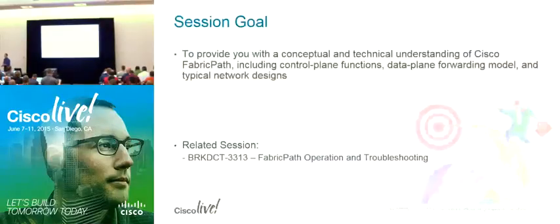But really, the goal of the session is to provide you a conceptual and technical understanding of the Cisco FabricPath forwarding, data plane, control plane, and also show you some of the network design and best practices. If you are interested in getting more details in terms of how to operate and troubleshoot Cisco FabricPath, I recommend checking out the related session, BRKDCT 3313. There you will be able to get some more information on how you can operate and troubleshoot Cisco FabricPath.